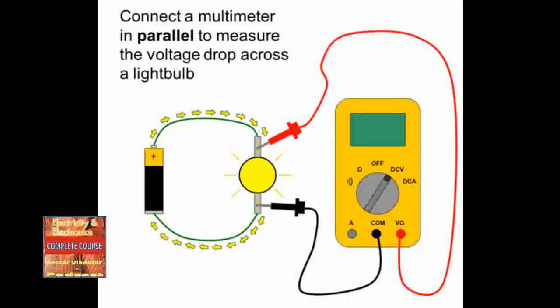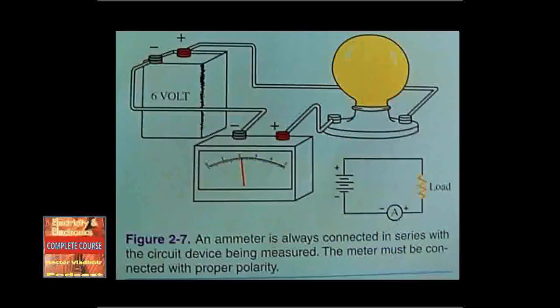Remember to observe correct polarity. The red or positive lead goes to the positive side of the circuit. The black or negative lead goes to the negative side of the circuit. When measuring current, an ammeter must be connected in series with the circuit. A wire must be disconnected to insert the meter.